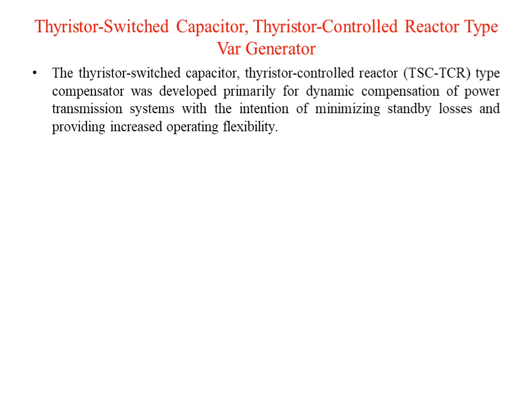So in case of FC-TCR, what we are doing? We were controlling the thyristor controlled reactor by keeping the capacitor constant, or by controlling the firing angle alpha, we were just controlling the capacitive VARs and inductive VARs. So in case of TSC-TCR, this is mainly developed to reduce losses and provide increased operating flexibility.